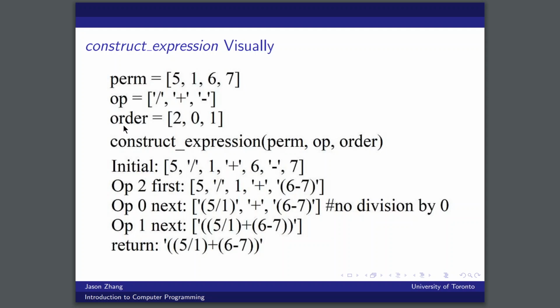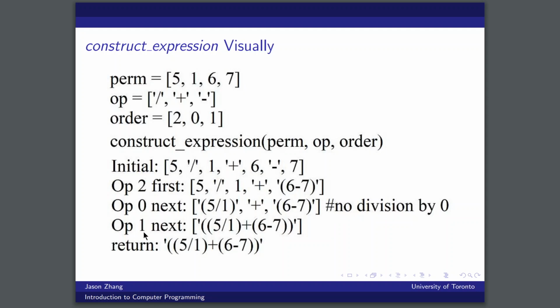But then iteratively, we'll go through the order. And so we say that we want operation 2 to happen first, which means that these final 3 elements of the list get condensed into one single element that looks like this, which is a parenthesized version of the instruction where we do 6 minus 7. Then we want operation 0 to happen next, so we condense the first 3 elements to one single element, 5 divided by 1. And when we condense an expression that has a division in it, we want to check that the element to the right of the division sign is not equal to 0. In this case, it's equal to 1, so we're good.